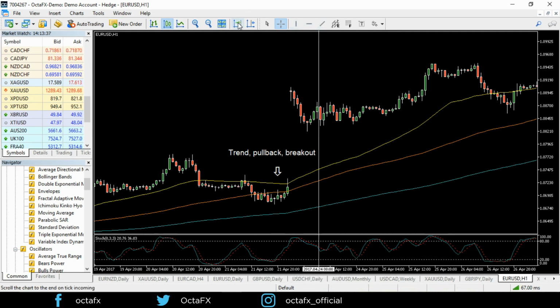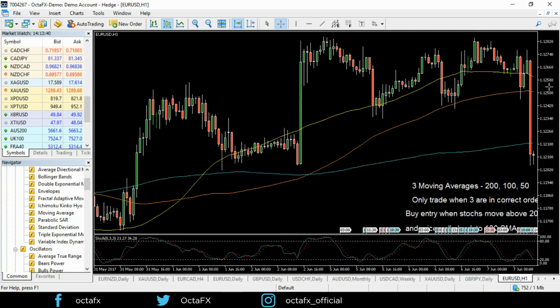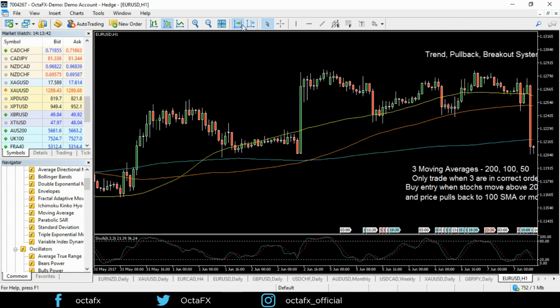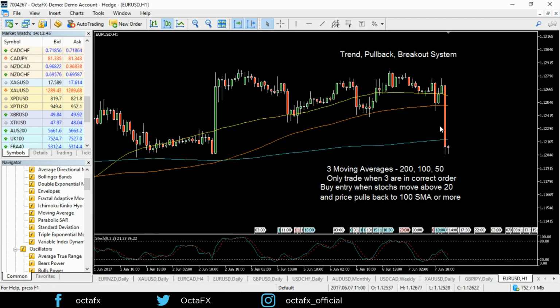So I'm just going to zoom to the front of this and hold up the rules for you here a little bit. So trend, pullback, breakout system, we're looking at three moving averages, the 200, the 100, and the 50. You only trade when the three are in correct order. So right here where you got a crossover, or here where there's a crossover, you wouldn't be trading that. The buy entry is when the stochastics move above the 20 level, so they're moving out of oversold. And the other factor that you have to have in order to get a trade is for price to pull back to the 100 simple moving average.